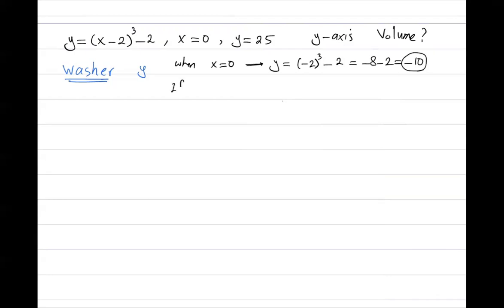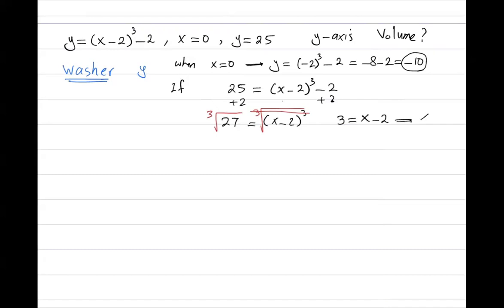And then if we set y equals 25 equals (x minus 2) to the third minus 2, maybe we can find the intersection between these as well. So we're basically doing algebra. Bring 2 to the other side, you get 27 equals (x minus 2) to the third. Now take the third root of both sides. The 3 and the 3 cancel out. So on the left-hand side, you have a 3. On the right-hand side, you have x minus 2, so x is 5. So the intersection between these two is at 5.